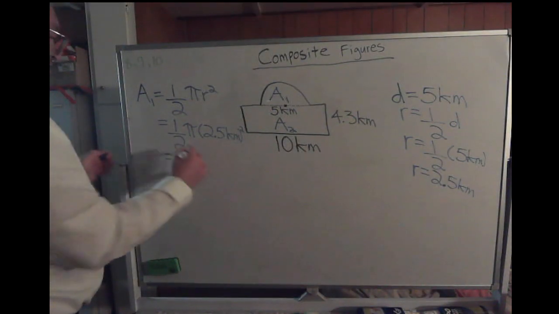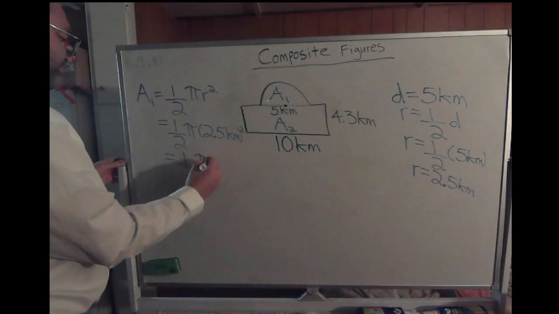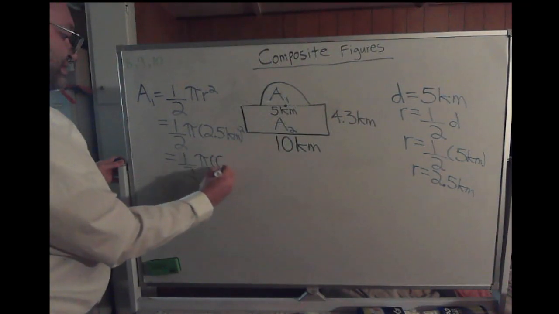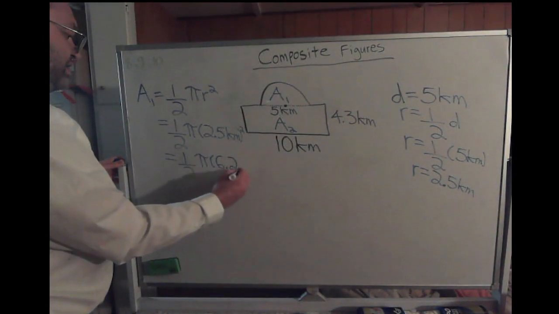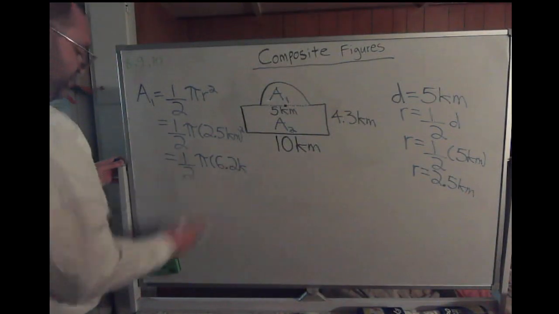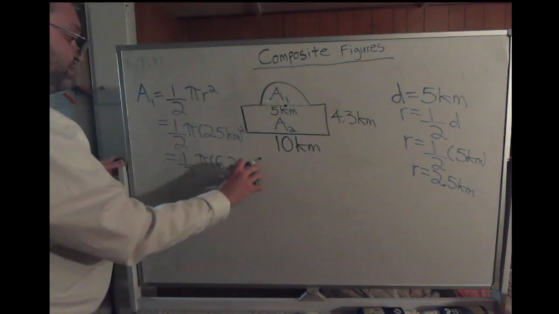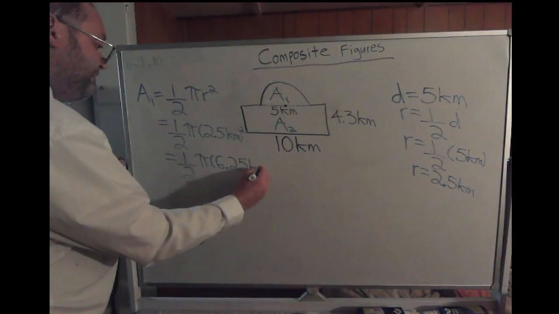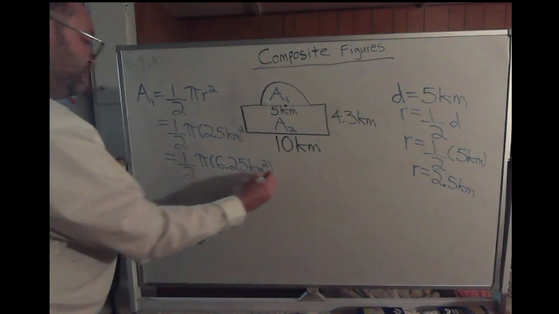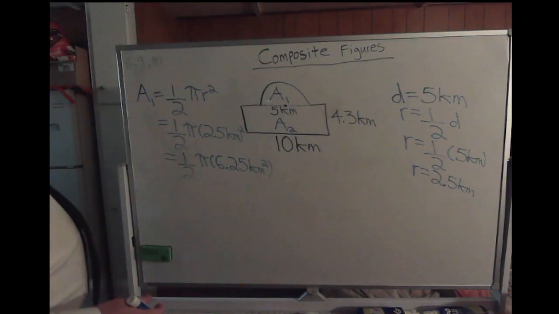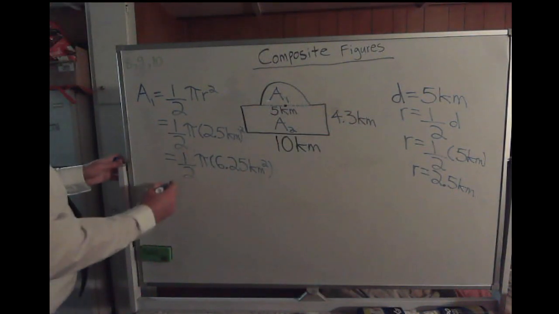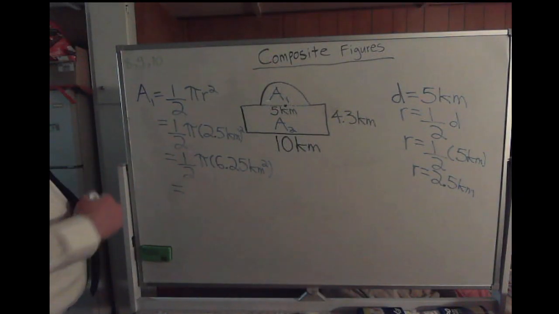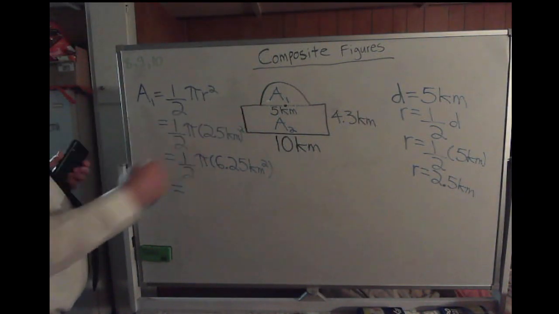Okay, so you have 1/2 times pi. So then 2.5 squared, that's going to be 6.25. Kilometers squared is going to be just that, kilometers squared. Okay, so what we got to do now is take 1/2 times pi times 6.25, and we'll get the area of the semicircle.